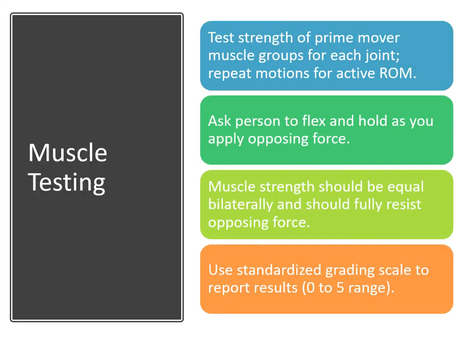For muscle testing, you will test the strength of the prime muscle groups for each joint. You will then ask the person to flex and hold as you apply an opposing force. Muscle strength should be equal bilaterally and should fully resist the opposing force. You will use a standard grading scale from 0 to 5.